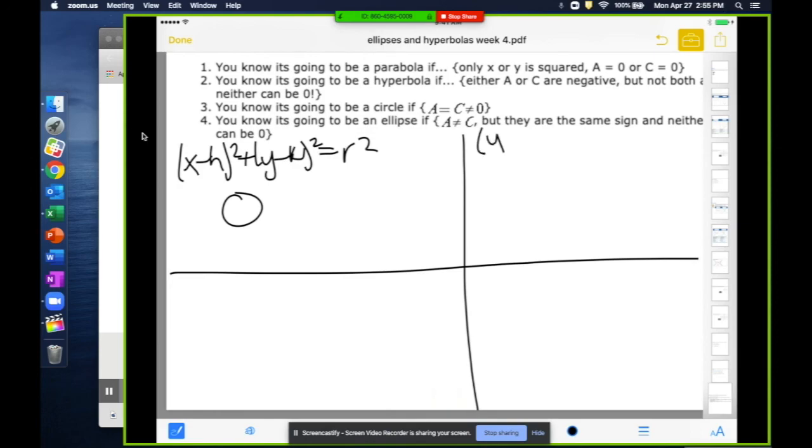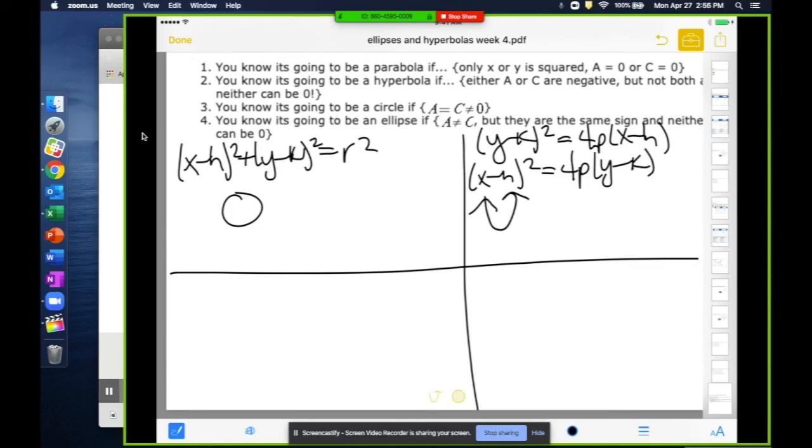Then we did y minus k squared equals 4p times x minus h, and vice versa, which is x minus h squared equals 4p times y minus k. You'll notice here that either the x or the y is squared. That's going to be our parabola. It's not going to be both.